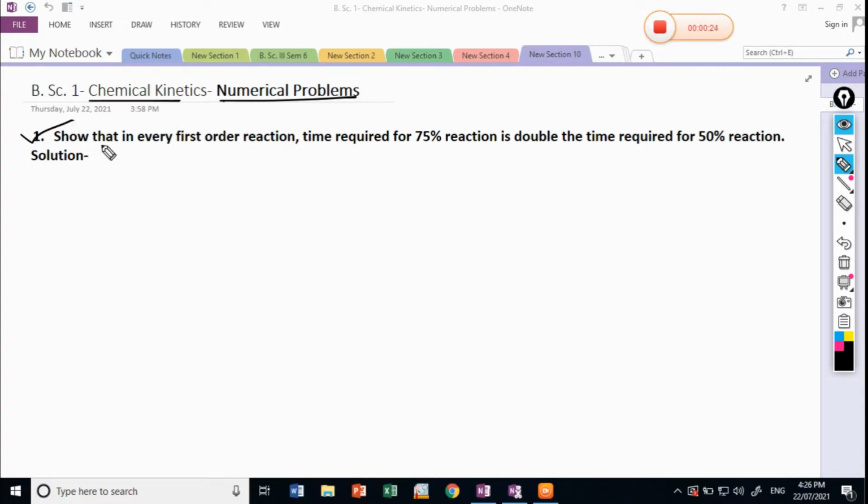So the first problem is: show that in every first order reaction, the time required for 70% completion of reaction is double than the time required for 50% reaction.